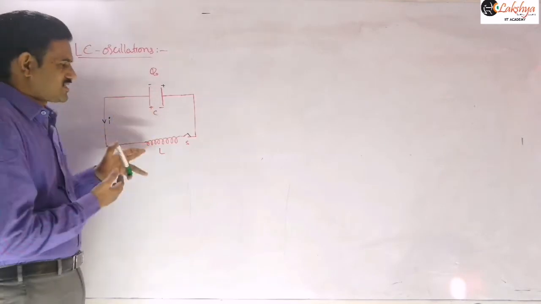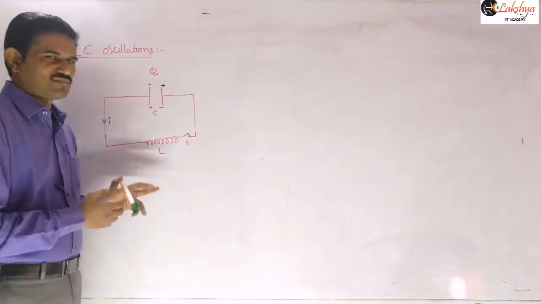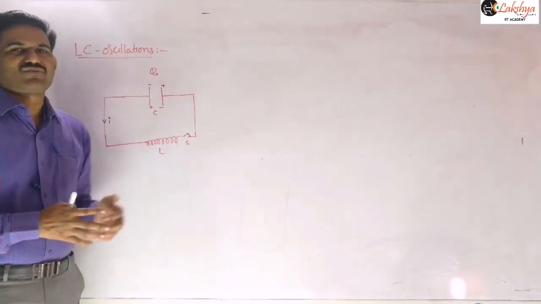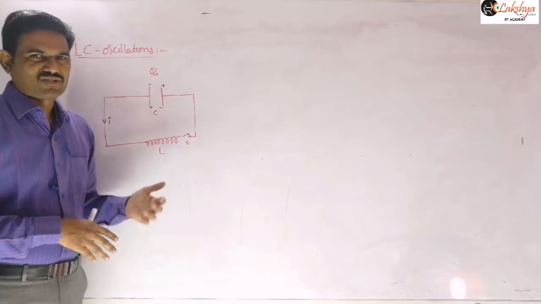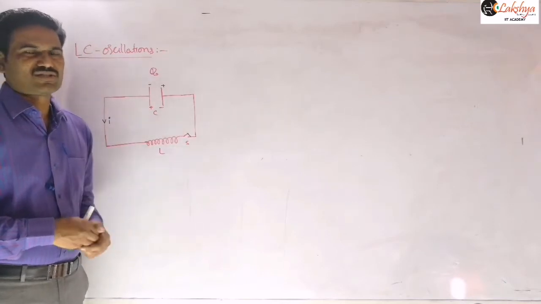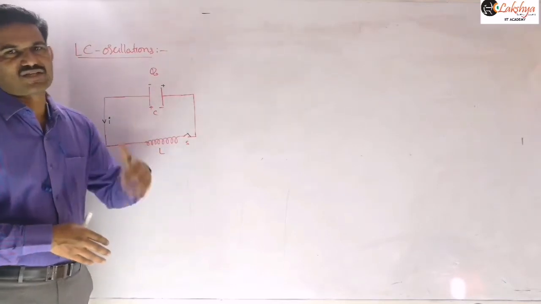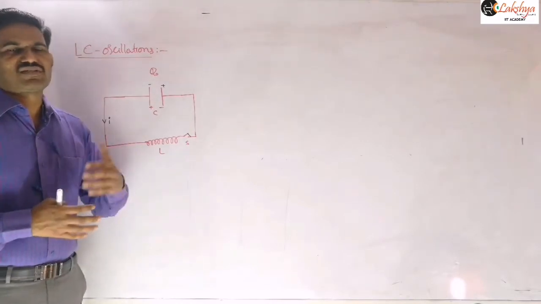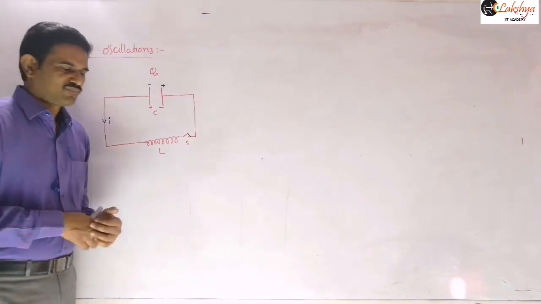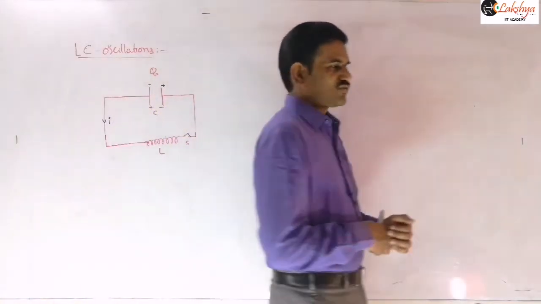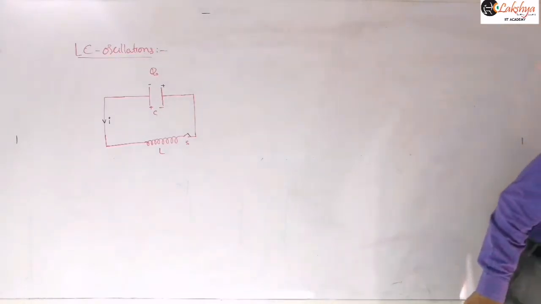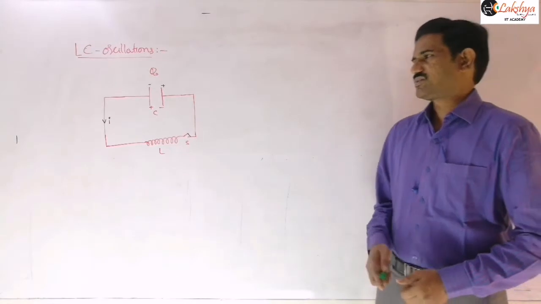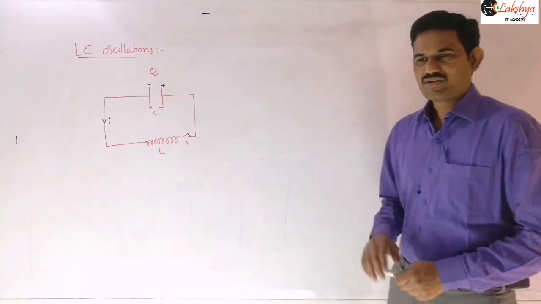Once the energy becomes zero, the capacitor first discharges completely, and then charging of the capacitor takes place in the opposite direction, with opposite polarities. Once it is fully charged, again discharging of the capacitor will take place. Such charging and discharging of the capacitor takes place continuously, that means periodically, and that is nothing but what we call LC oscillations.